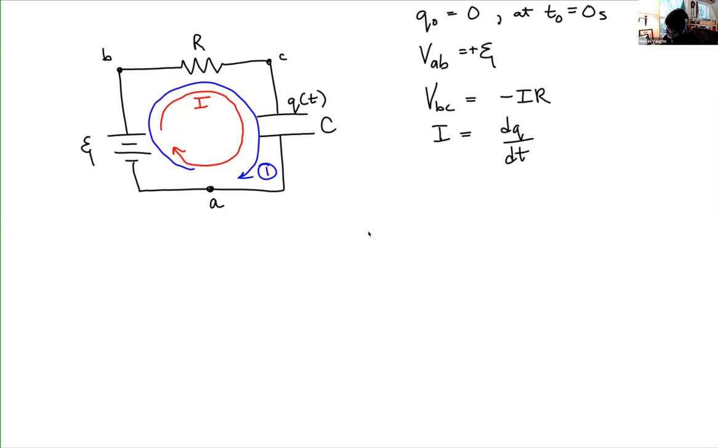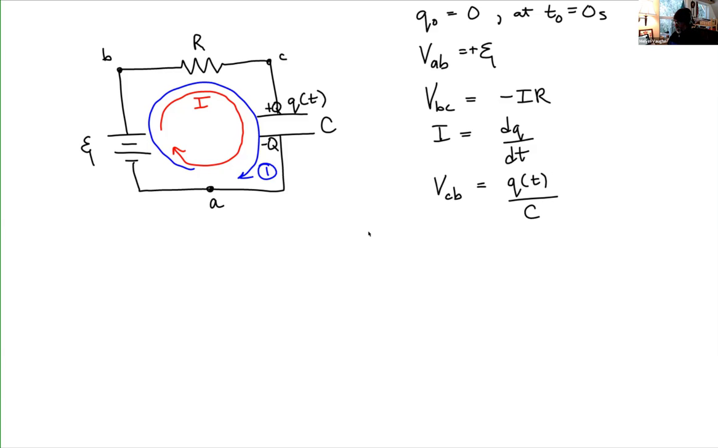And now let's look at the potential difference across the capacitor. Potential difference across the capacitor from C to B, well, we use the definition of capacitance, right? When we do that, we get that the potential difference is equal to the charge on the capacitor plates divided by the capacitance. And that takes us from high potential of the positive plate to the low potential of the negative plate.